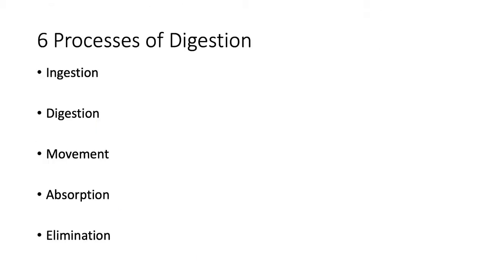There are six processes in digestion. Some of these processes happen only in one place. For example, ingestion. Food enters the system only in the oral cavity. Some of the other processes happen in several different places along the tube.